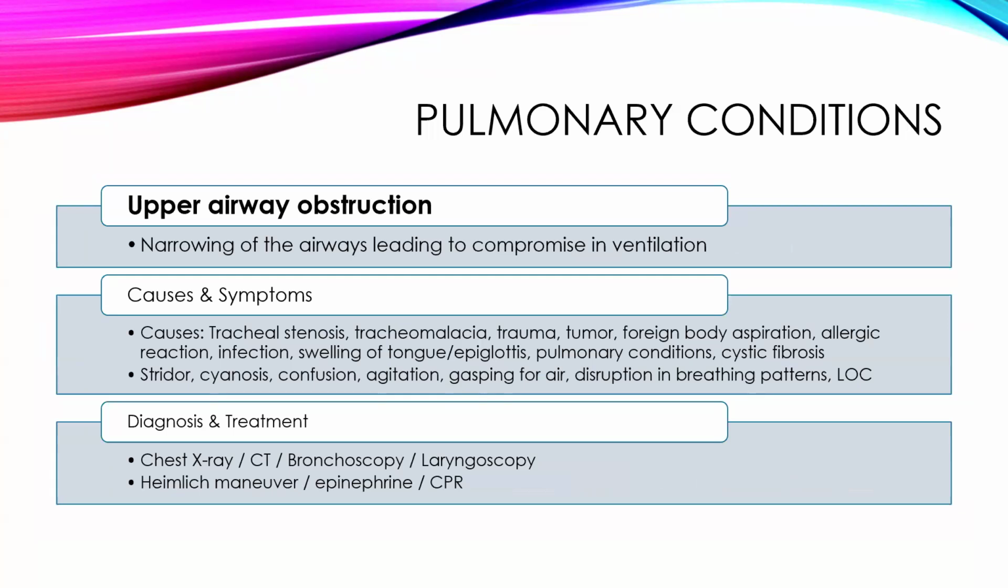An upper airway obstruction is something that you might also see on your caseload or in the medical system. The narrowing of the airway leads to a compromise in ventilation. This could be caused by a couple of different things: tracheal stenosis, tracheomalacia, trauma, a tumor, foreign body aspiration, an allergic reaction, an infection, swelling of the tongue or epiglottis. So there's a lot of things that could cause an upper airway obstruction. And that person is going to experience stridor, cyanosis, that bluish cast to the skin, confusion, agitation, gasping for air.